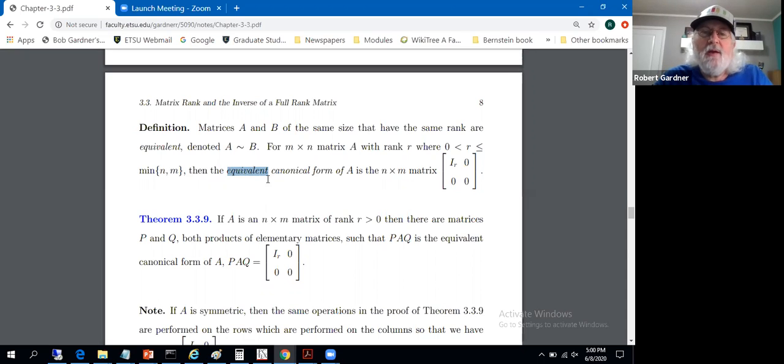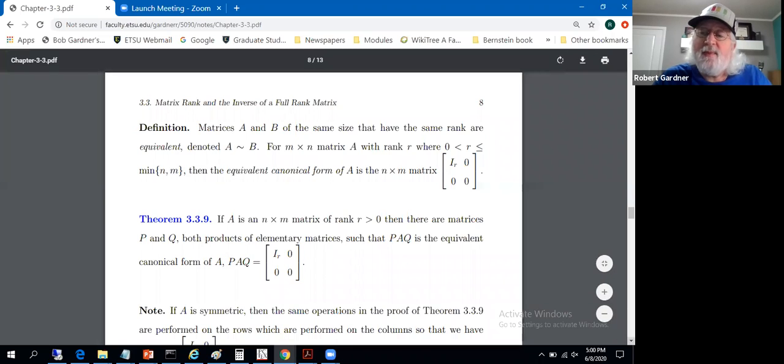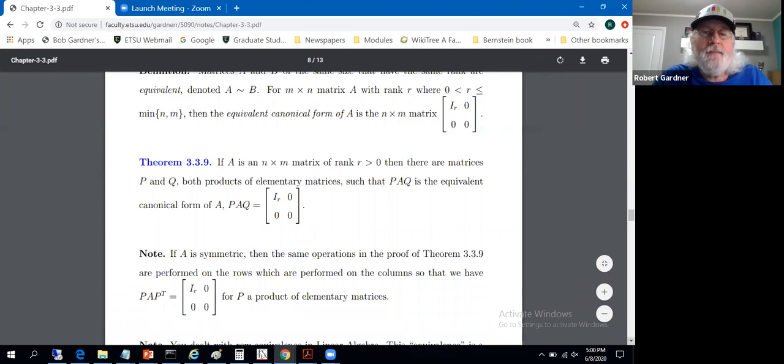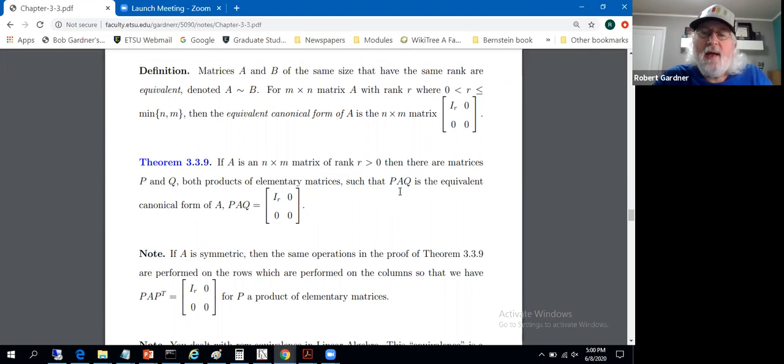It's the same thing. A is row equivalent to this. B is row equivalent to this as well. And A and B are row equivalent to each other because it's an equivalence relation: reflexive, symmetric, transitive. All right, if A is an n by m matrix of rank R, then the claim is there are matrices P and Q, both products of elementary matrices, such that P times A times Q is the equivalent canonical form of A. That is, P times A times Q equals this thing we just described.